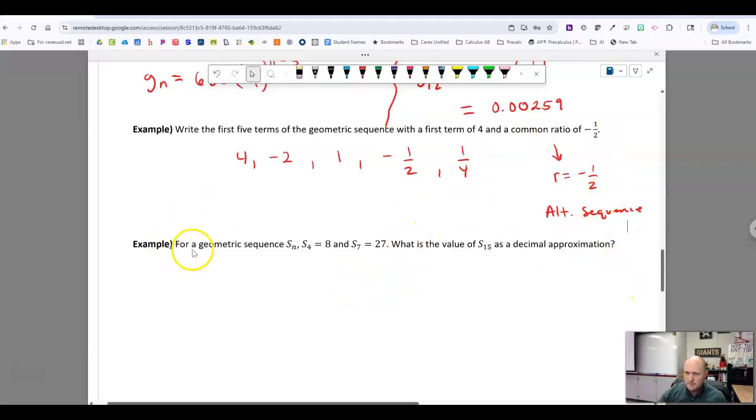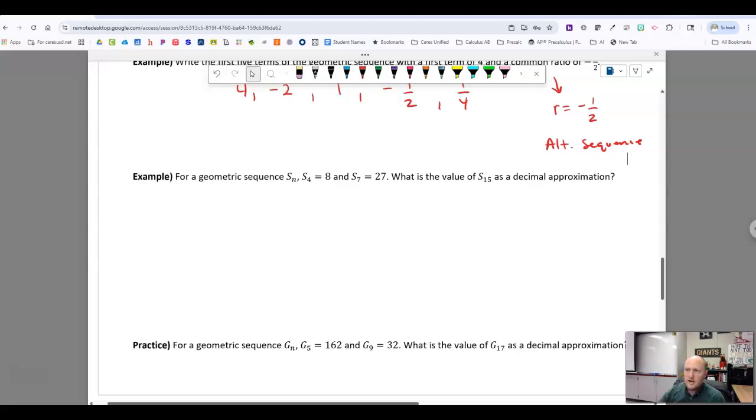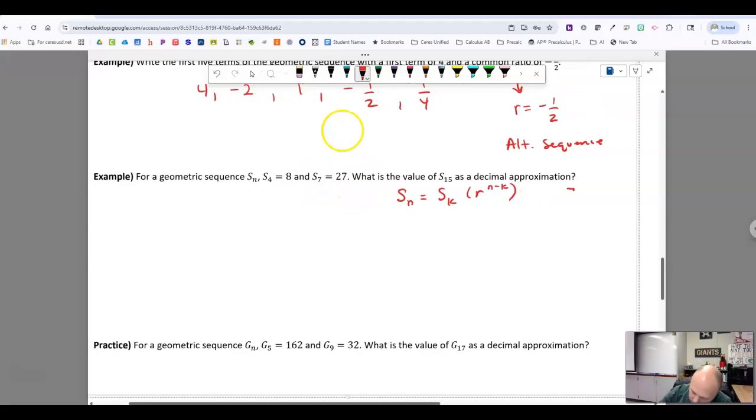Okay, next question. For a geometric sequence S sub n, S sub 4 equals 8 and S sub 7 equals 27. What is the value of S sub 15 as a decimal approximation? Well, in order to find S sub 15, I need to find S sub n. And S sub n is going to be equal to S sub k times r to the power of n minus k. So there's my equation for a geometric sequence, and I have values, right? I know my 7th term is 27, so I can use that point, 7, 27, but what I'm missing is r. I don't know what r is.